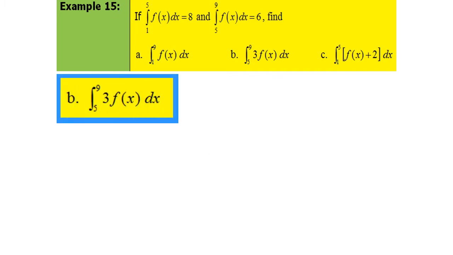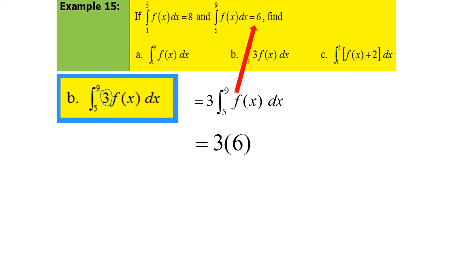Next, for part B here, the question is asking the integration of 3fx dx from 5 to 9. First, we bring 3 here outside the integration, or we factorize first. Next, since we know that when we integrate fx dx from 5 to 9, it will be 6. So that's why the solution first will be 3 times 6. And then the final answer will be 18.